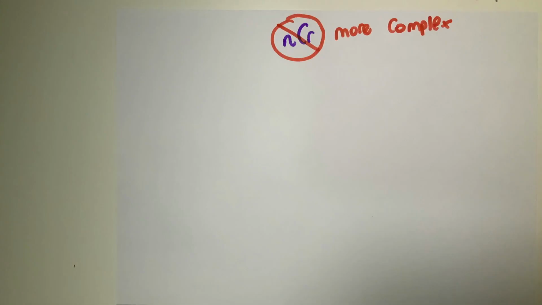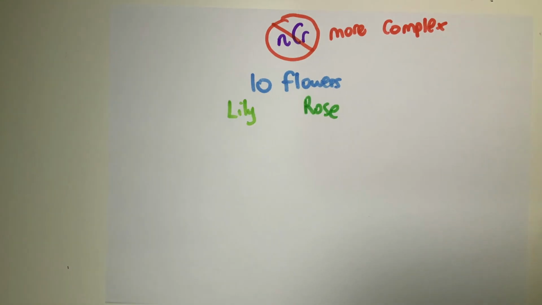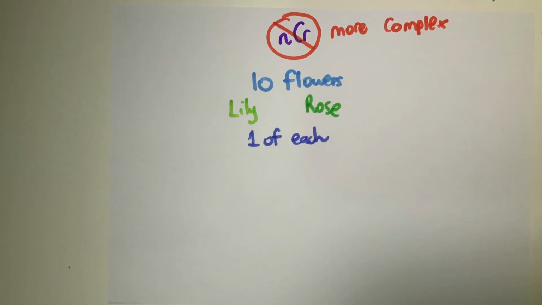Combinations with repetition. Sometimes combinations are a bit more complex than the simple NCR. Let's solve a few problems together. A person needs to buy 10 flowers, which come in 2 types, roses and lilies. There needs to be at least 1 rose and at least 1 lily. How many possible combinations are there?